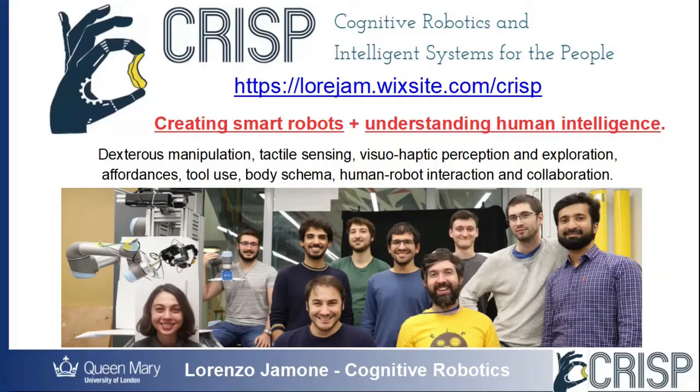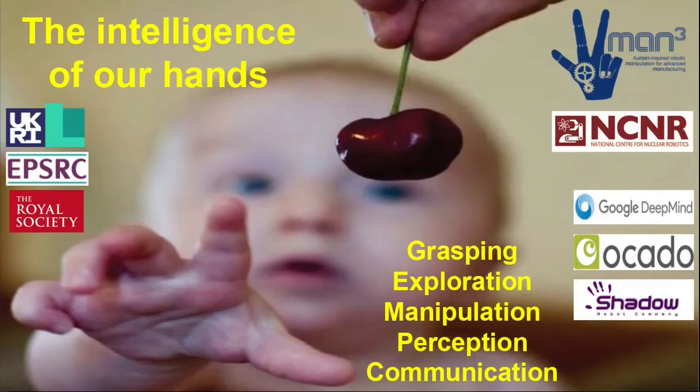We have a twofold objective. We take inspiration from human intelligence to create smart robots that could help people in everyday tasks. But through this process, we also want to understand more about human intelligence. In particular, we focus on the intelligence of our hands, the extraordinary ability we have to use the hands to explore and understand the external environment, to grasp and manipulate objects, and even to communicate with each other. In these research efforts, we are supported by several national and international funding bodies and companies.